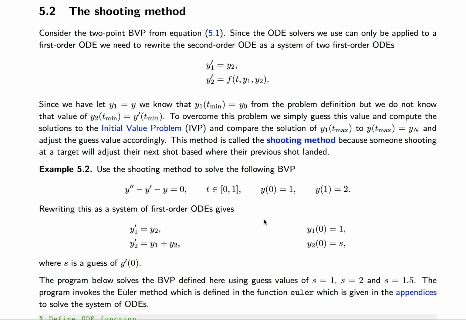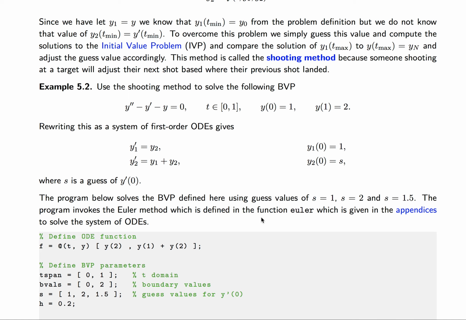Okay, so let's have a look at an example. This is example 5.2. We've got a second order ODE. If we split it into two first order ODEs, like so, our initial value for y is 1, and therefore our initial value for y1 is also 1, but we don't have an initial value for y2, because we introduced y2 into our equation to be able to write it as a system of two equations.